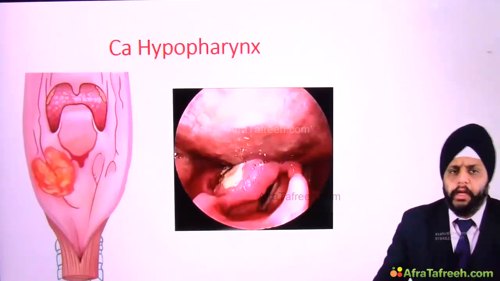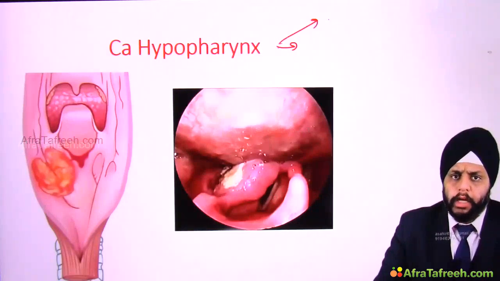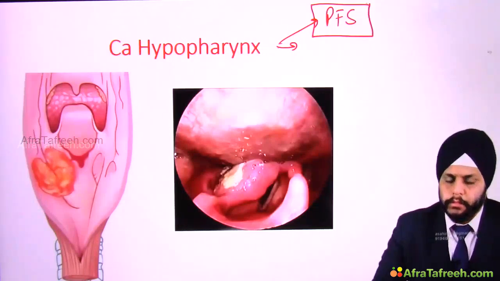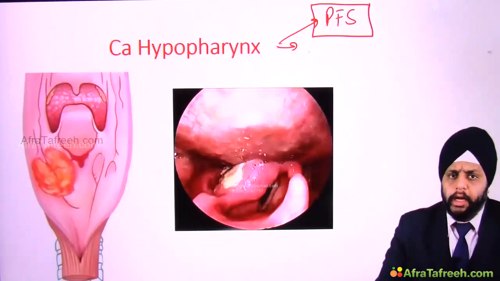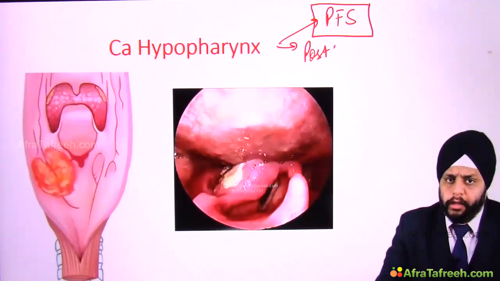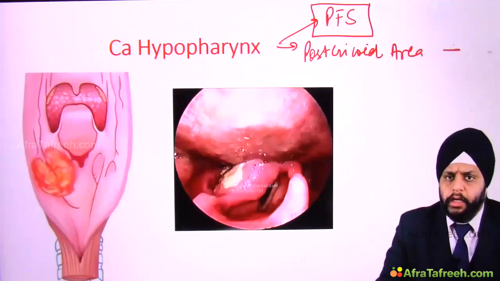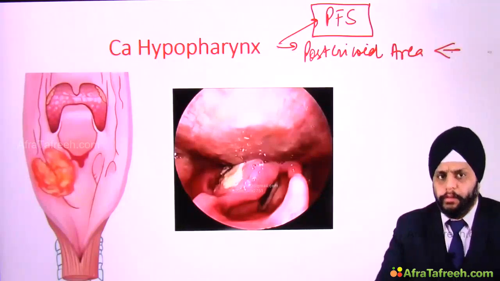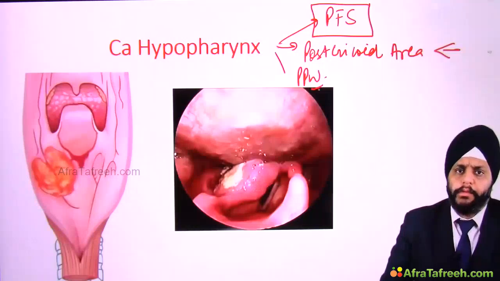Now, CA hypopharynx: most commonly, 60 to 70% arises from the pyriform fossa or the pyriform sinus, right? So that is the most common location for the formation of CA hypopharynx. Other than that, around 30 to 40% of cases can arise from the post-cricoid area. The post-cricoid area, as we discussed, is generally a sequela of Plummer-Vinson syndrome. It rarely arises from the posterior pharyngeal wall.